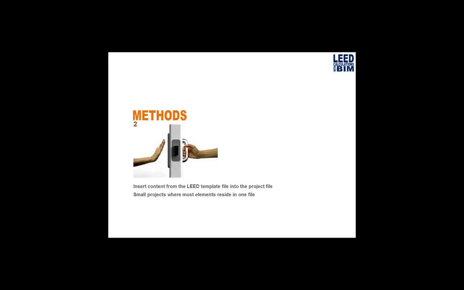The downside of this method is that it does add some weight to your project. So, what I would do is only add the content and information for the credits that you're actually applying for or trying to achieve, one at a time as you're doing it. I wouldn't dump everything into your architectural design model. Pull it in selectively as you go along.